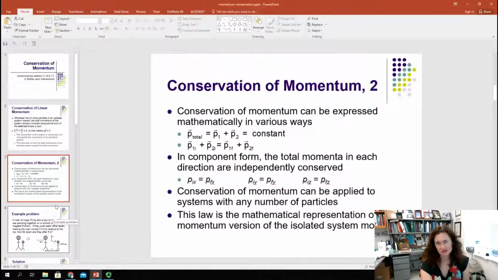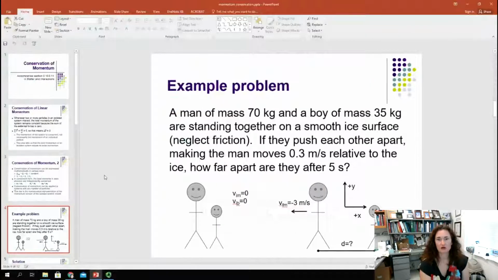I think it's best to just do some example problems so that you get a conception of what's going on here. So here's example problem number 1. This is a pretty straightforward and simple one, and you can tell that my artist skills are pretty limited, but here's some stick figures, okay? Okay, so we have a man of mass 70 kilograms and a boy of mass 35 kilograms, and they're standing together on a smooth ice surface.